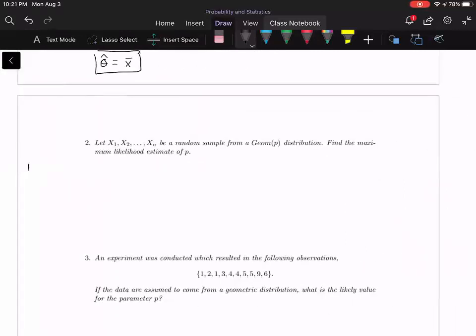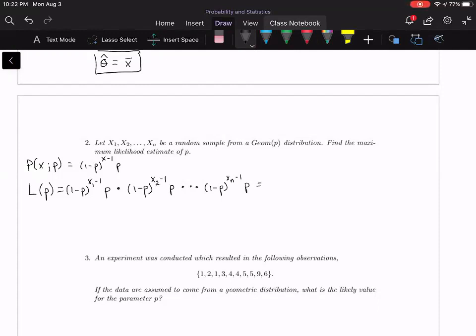All right, so this is a PMF. So the probability of x with the parameter p is (1 minus p) to the x minus 1 times p. So p is this unknown parameter that we want to figure out if we had data, how would we estimate a value for it? And our likelihood of p is going to be (1 minus p) to the x1 minus 1 times p, times (1 minus p) to the x2 minus 1 times p, times, and you do this over and over again until you get to the xnth value. And then you try to simplify.